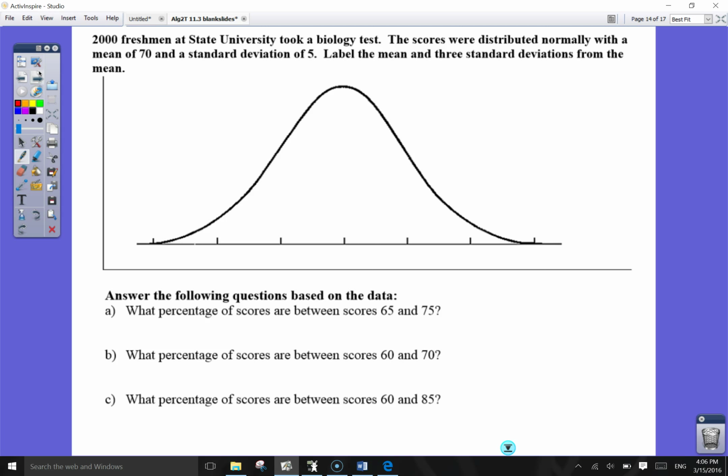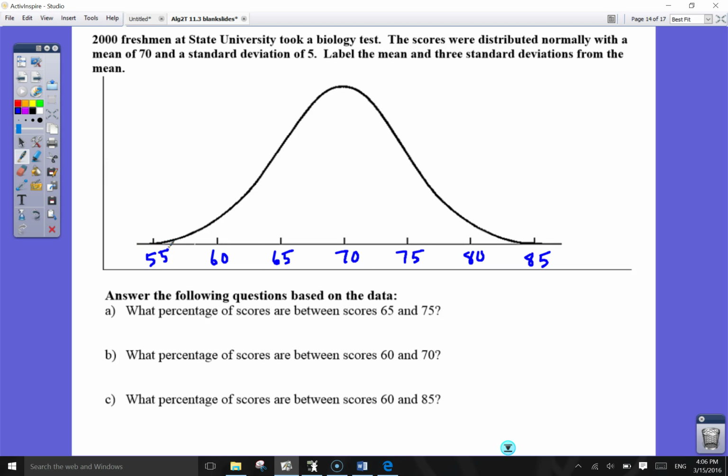Okay, 2,000 freshmen at State University took a biology test. The scores were distributed normally with a mean of 70 and a standard deviation of 5. Label the mean and 3 standard deviations from the mean. I'll go back to my blue. So the mean is 70, right in the middle. Standard deviations: 75, 80, 85, 65, 60, 55.